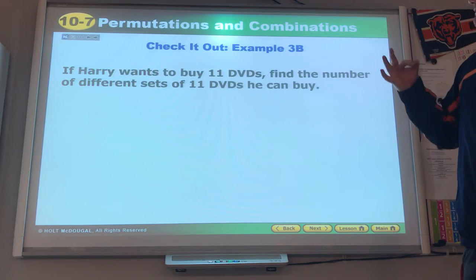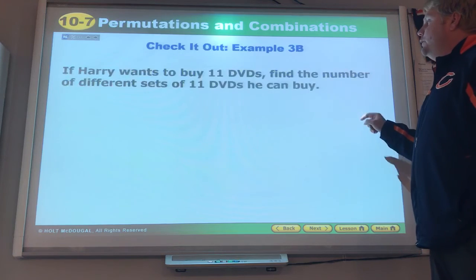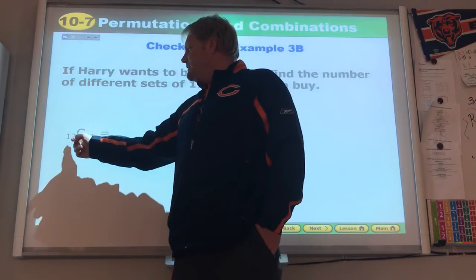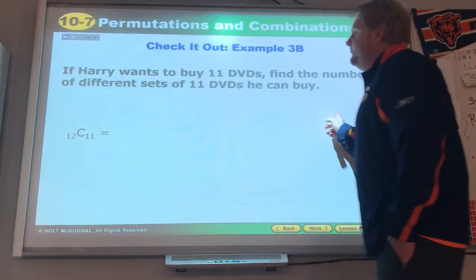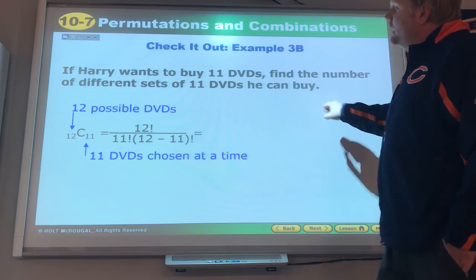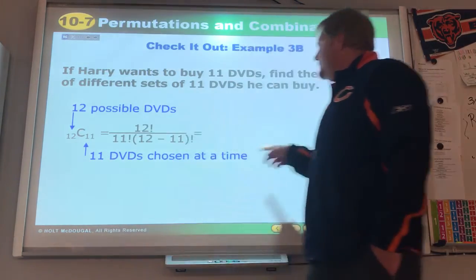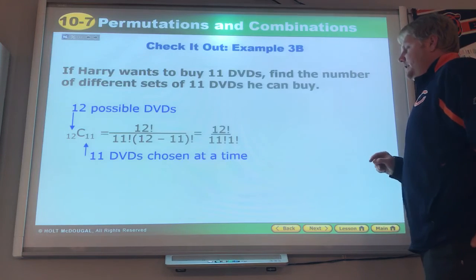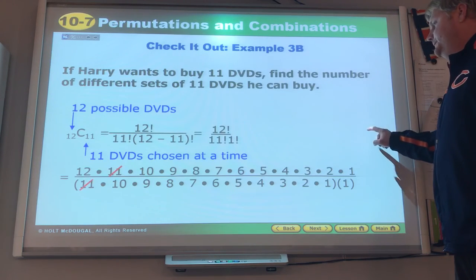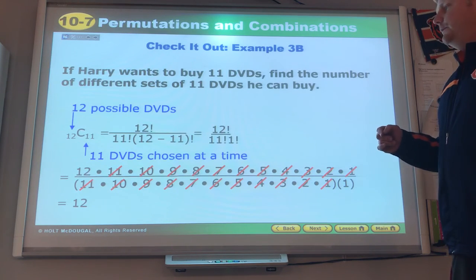If he wants to buy 11 DVDs out of the 12, well, boy, we're going the wrong way. 12 possible DVDs to buy, 11 that he wants to buy. So 12 factorial on top. Then 11 factorial, the number he's buying. 12 minus 11, that's 1 factorial. We're going to get 12 different combinations. Because all those numbers cross out.